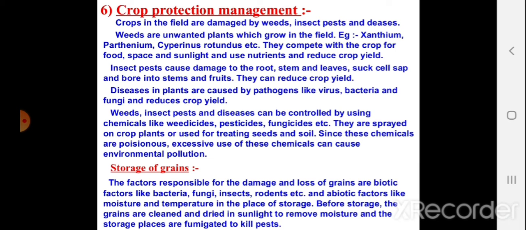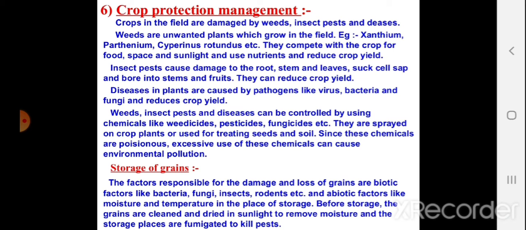If you don't take care of those stored grains, they are going to be affected by bacteria, fungi and insects, and they are going to spoil and no longer be in a condition to be eaten. And the abiotic factors which highly affect them are the moisture and the temperature in the place of storage. You might have seen on bottles: keep away from sunlight, or keep in a dry and cool place.